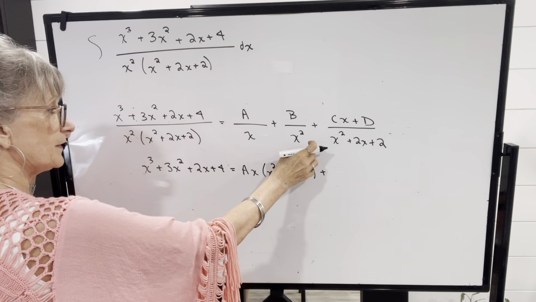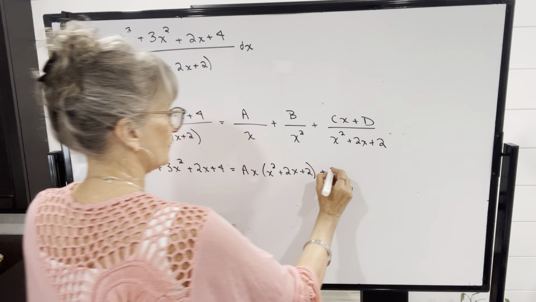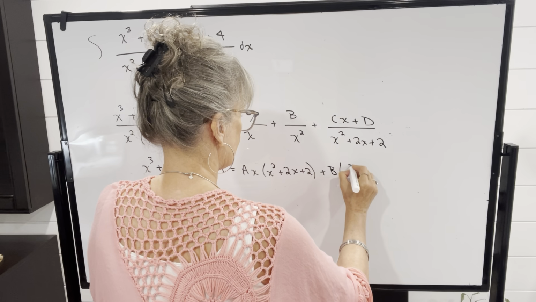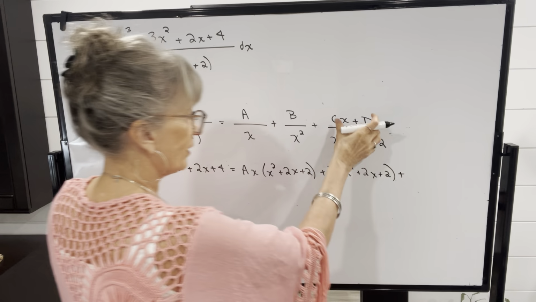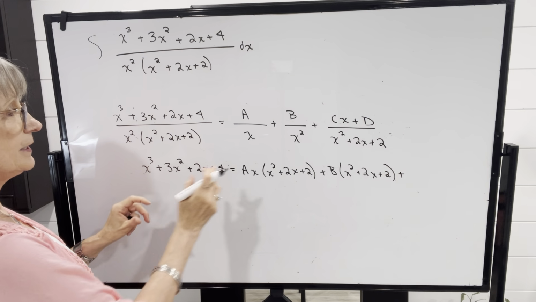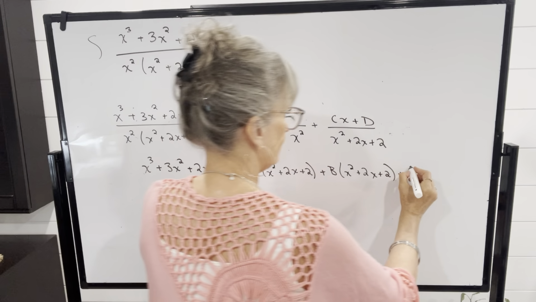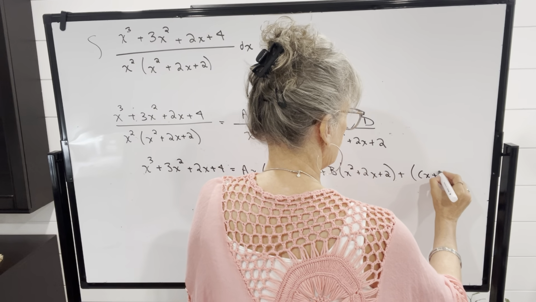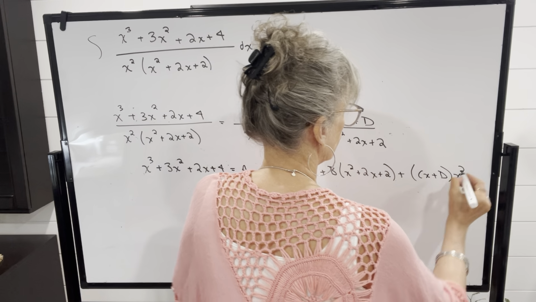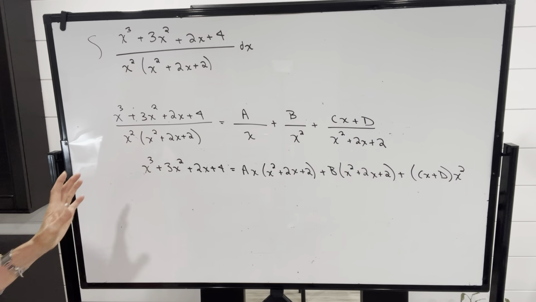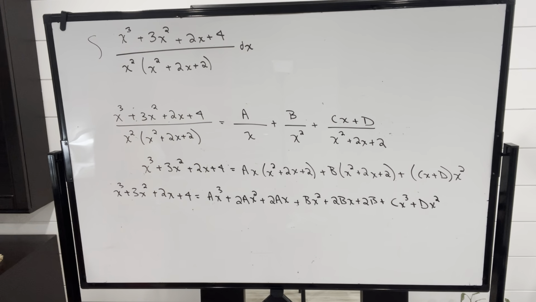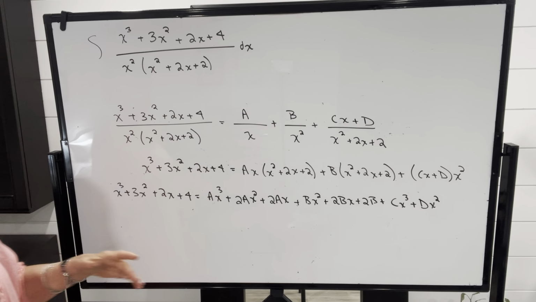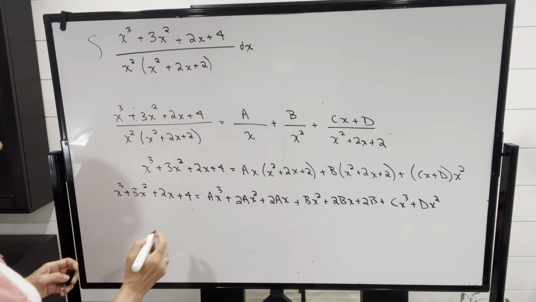Similarly, when I multiply this term by it, the x squareds cancel, so I'm left with b times x squared plus 2x plus 2. And when I multiply my last term by it, this whole thing will cancel, and I'm left with cx plus d times a factor of x squared. My next step then is to expand everything on the right-hand side. Once it's expanded, now I want to combine all my x cubed terms.